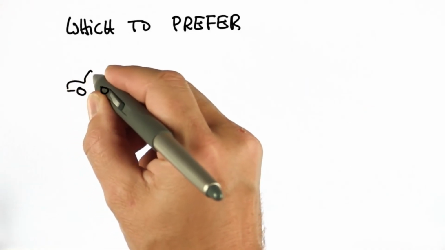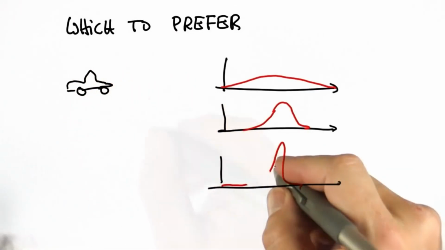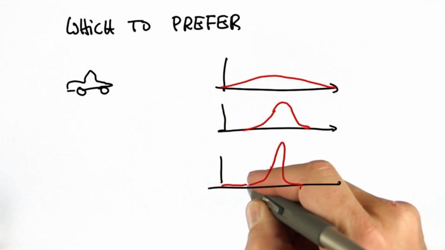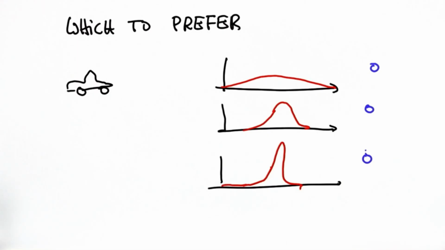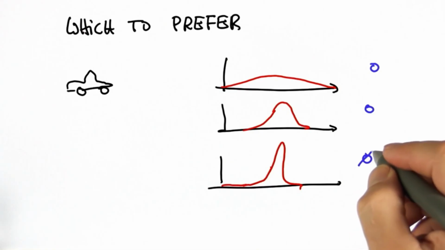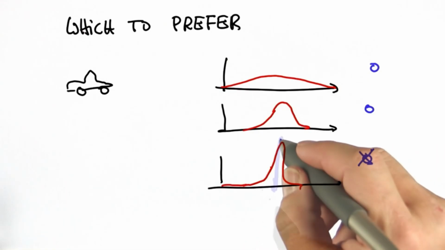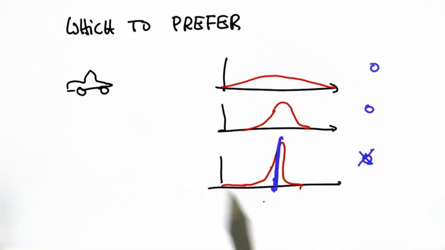So if we track another car with our Google self-driving car, which Gaussian would we prefer? The first, second, or third? And the answer is the third, because that's the one that's most certain. And because it's most certain, it makes the chance of accidentally hitting another car the smallest, just by the fact that we know more about the car than in the two other distributions.